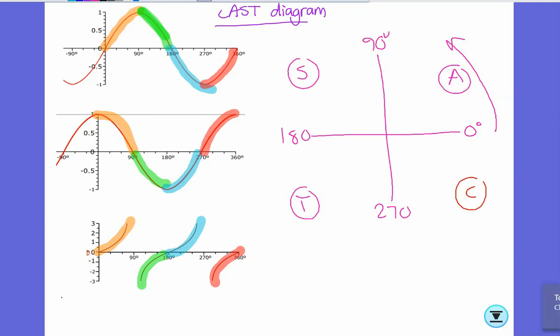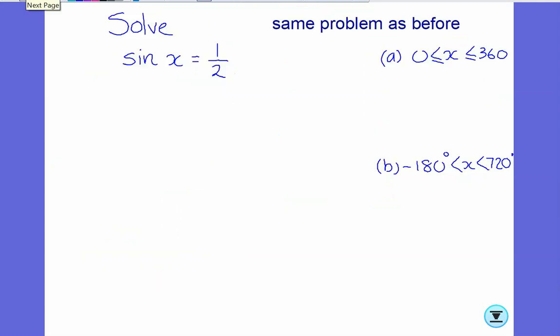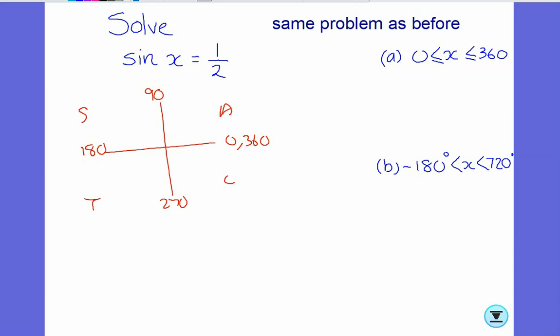Okay. Now that is really useful to solve problems without drawing the graphs, and I'll show you why. So let's go back to this problem. As soon as you see any sort of trig equation, you draw your CAST diagram. C-A-S-T, 0, 90, 180, 270, and obviously this is 360. The beauty of this is if it's more than 360 like this one here, it's just going to keep going round.